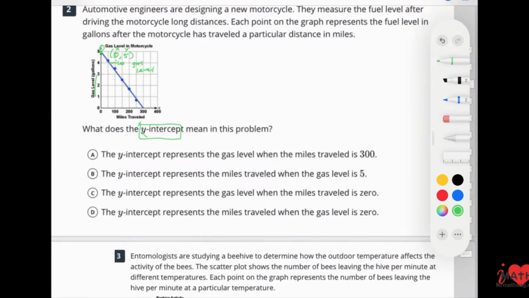The y-intercept measures the miles traveled when the gas level is 5. That is choice C, because our gas level is 5, and the miles traveled, x, would be 0.